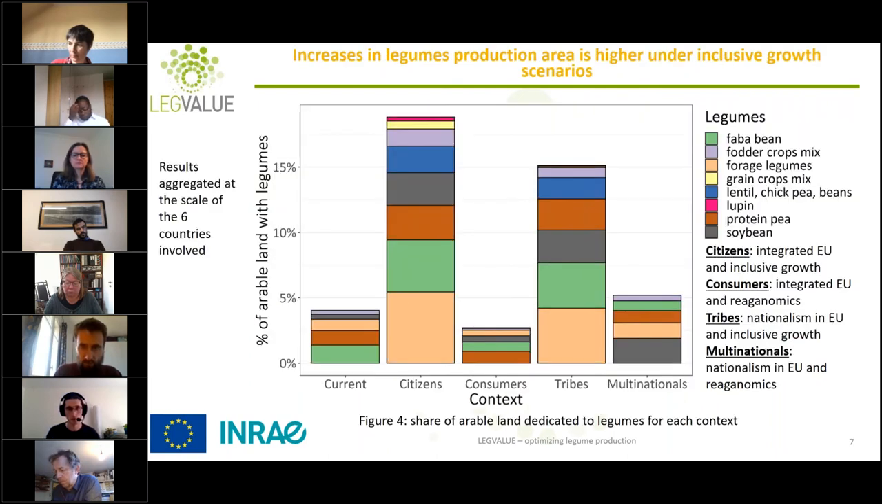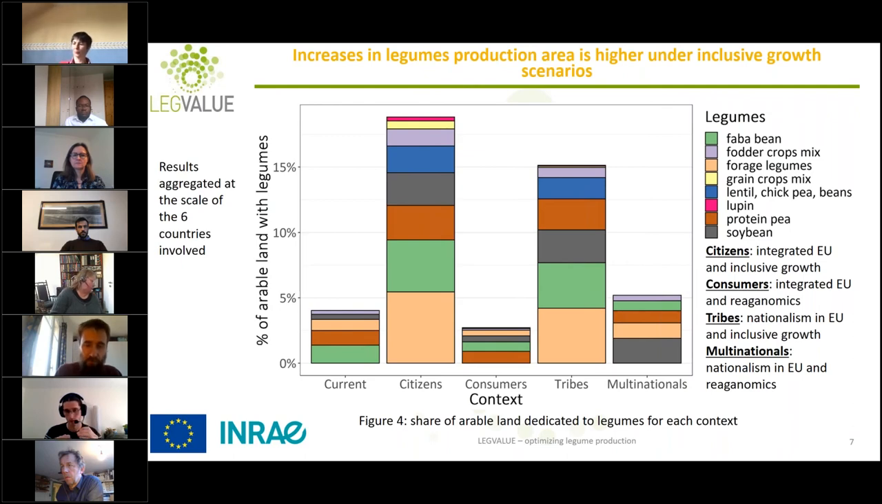Now moving on to the results of this method. Here I present a plot where you can see the share of legumes within each scenario. So this is an aggregated result for the six countries.